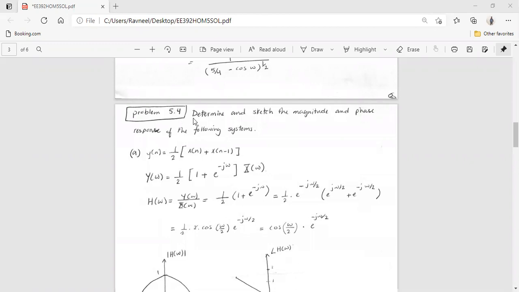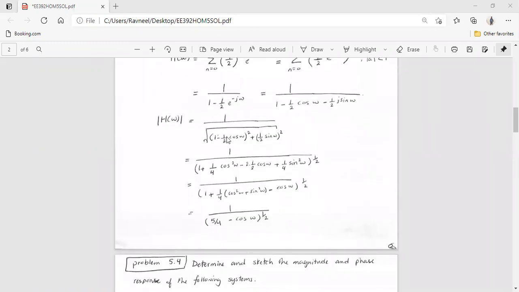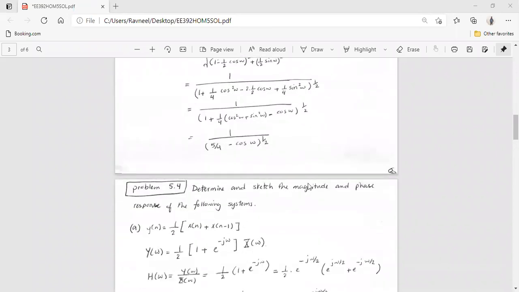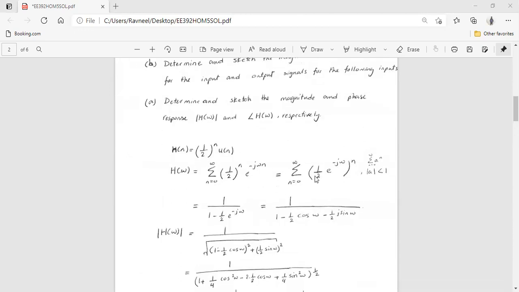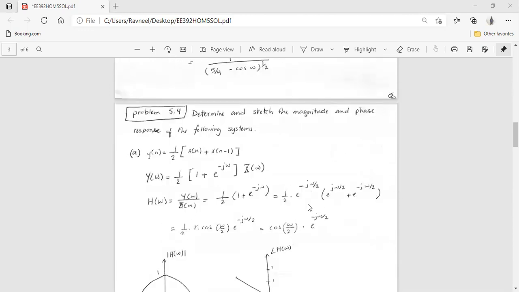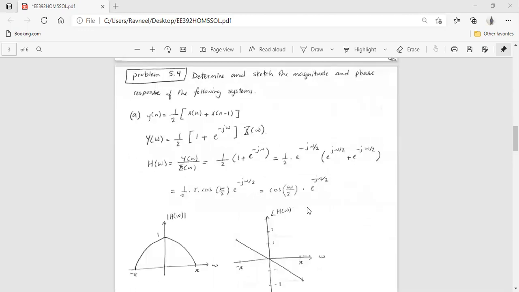Okay, question number 5.4: determine and sketch the magnitude and phase response of the following systems. Just in case you weren't able to understand how we got the phase response, this is where we'll again explain the phase response part. You can use the same concept that we'll learn in 5.4 in 5.3 as well, because the solution hasn't been given in that question. But I want you guys to try it on your own and let me know if you find any difficulties. However, I've explained the theory behind it, right?